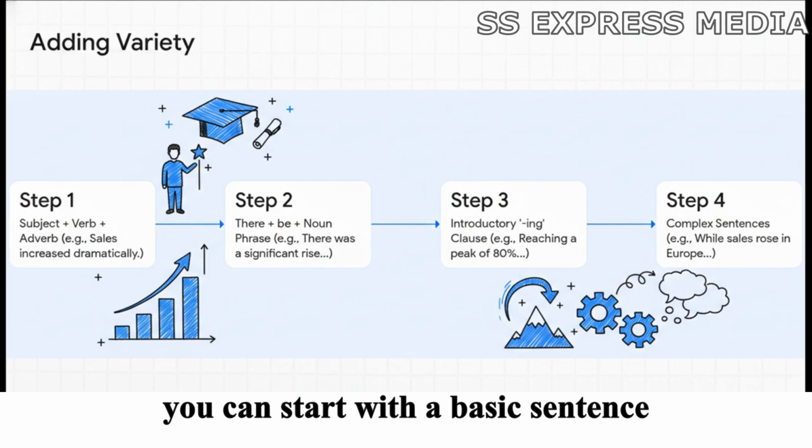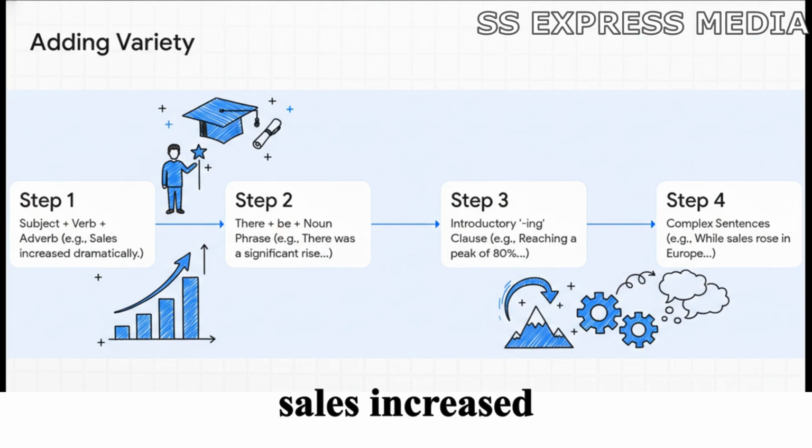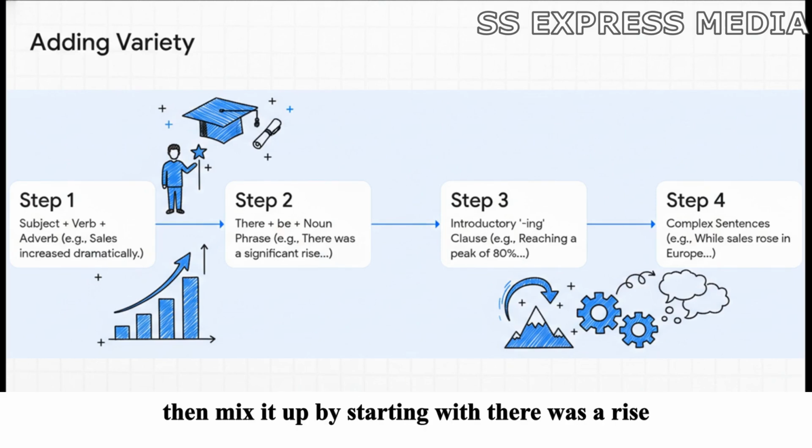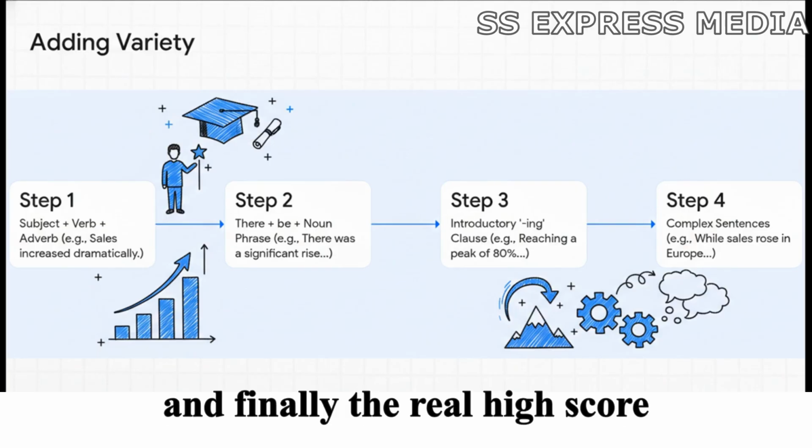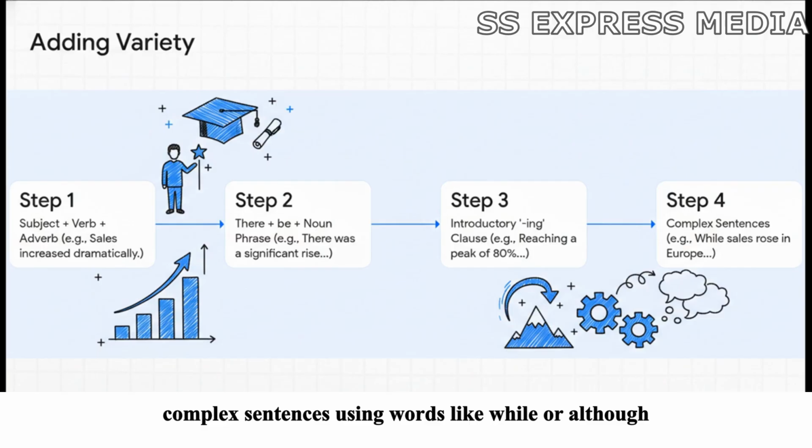You can start with a basic sentence, sales increased. Then mix it up by starting with, there was a rise. For a more advanced flavor, try starting with an ing clause like reaching a peak of. And finally, the real high score, complex sentences using words like while or although to connect 2 ideas. If you mix and match these 4, your writing will sound so much more sophisticated.